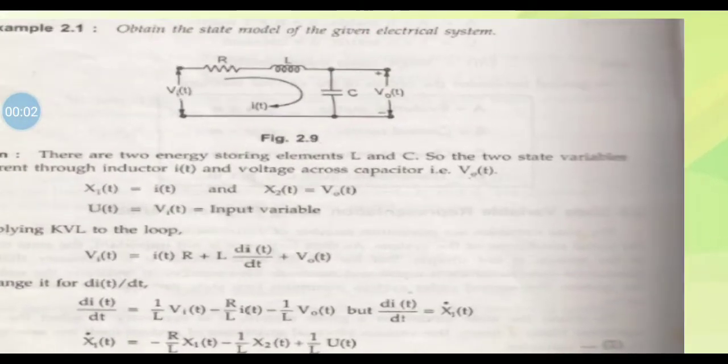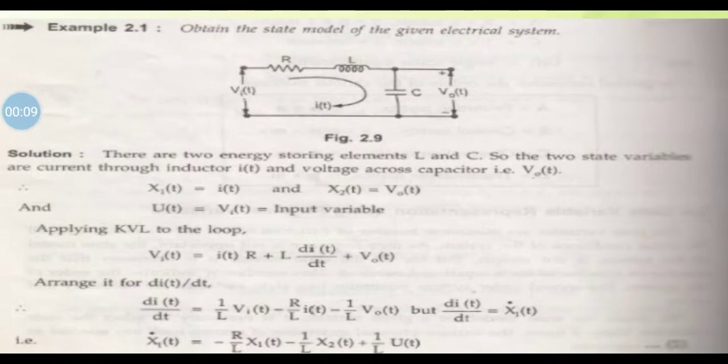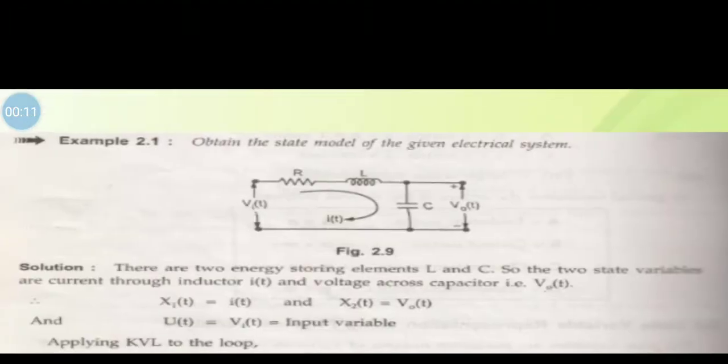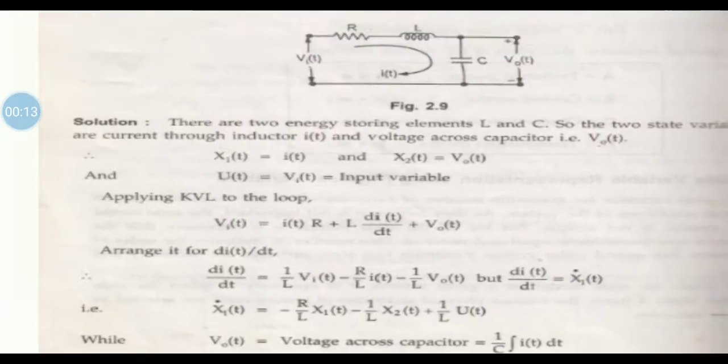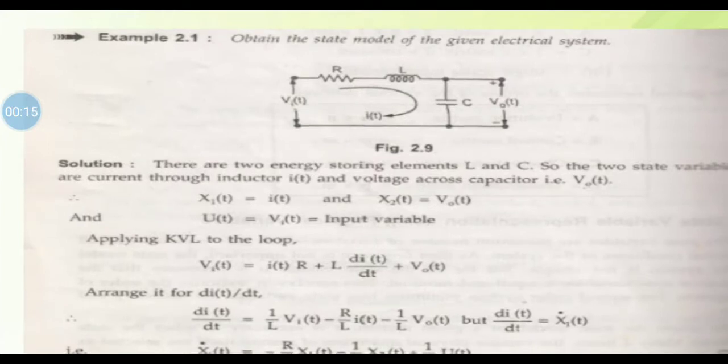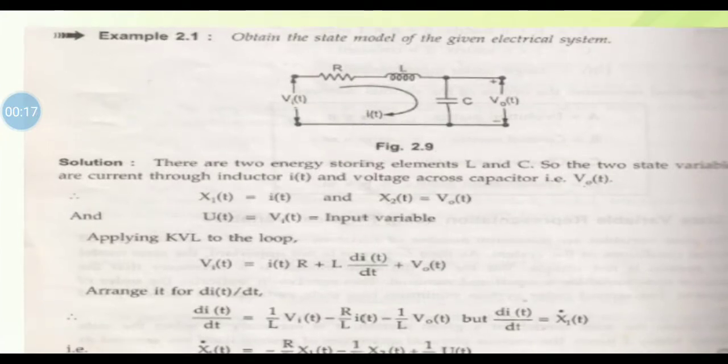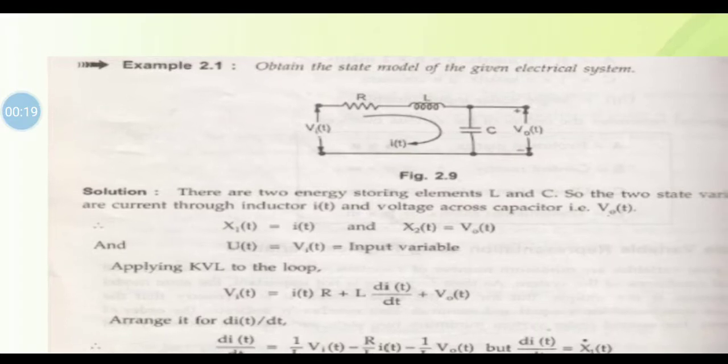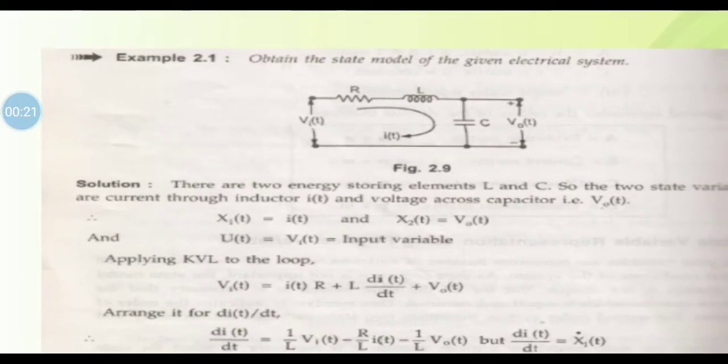Students, in this lecture we'll see the problem. The problem is to obtain the state model of the given electrical system. This is the system which has been given, and the input is shown as Vi of t, the output is V naught of t, the elements are R, L and C, and the current is I of t. So we'll go for the solution. We have to find the state model.